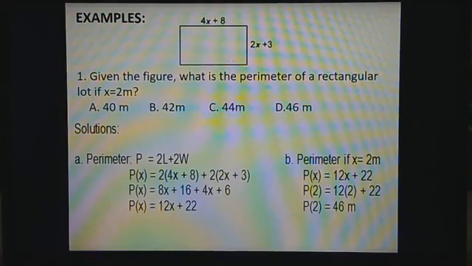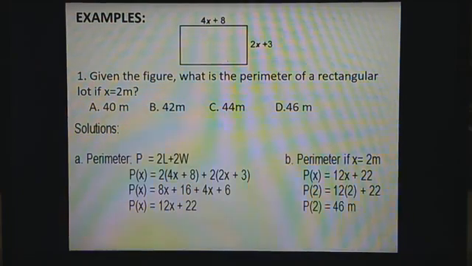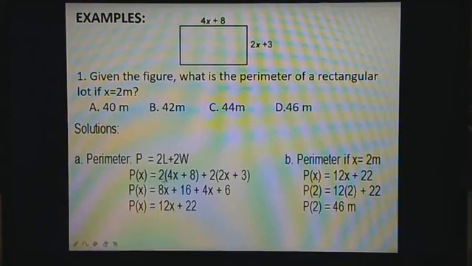Then we just simplify the polynomial, multiplying 2 to the quantity 4x plus 8 using distributive property. So 2 times 4x, we have 8x, and then 2 times 8 is positive 16. Then do the same for this one. We have 2 times 2x, we have 4x. 2 times 3 is positive 6. So now we have P of x is equal to 8x plus 16 plus 4x plus 6. Then combine similar terms. We have 8x plus 4x will be 12x, and then 16 plus 6 is positive 22.